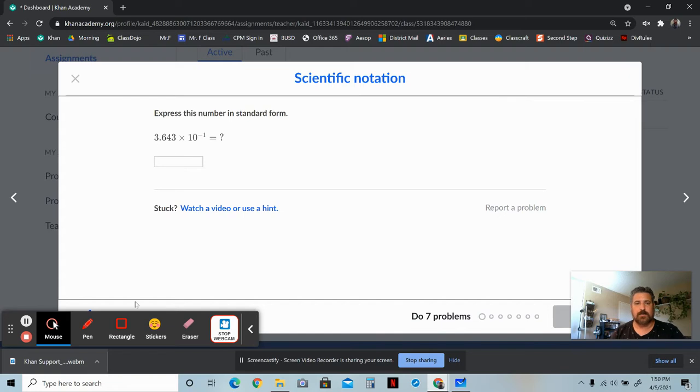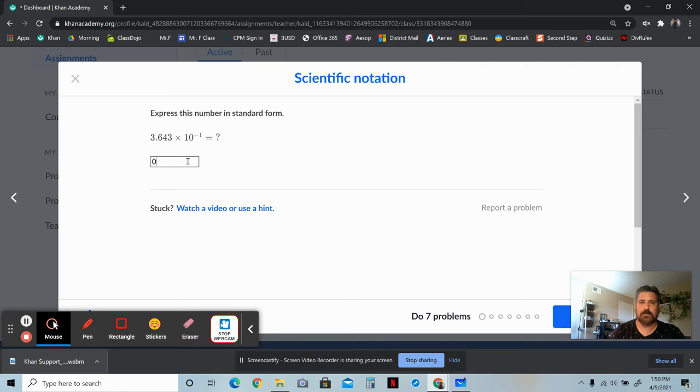So this is going to be the same as 0.3643. Okay? Because what you want to do is move the decimal one place to the left. So that negative 1 is telling you the power of 10. Because what you're really doing here is multiplying by 1 over 10, which is the same as dividing by 10. When you divide by 10, you move the decimal 1 to the left.